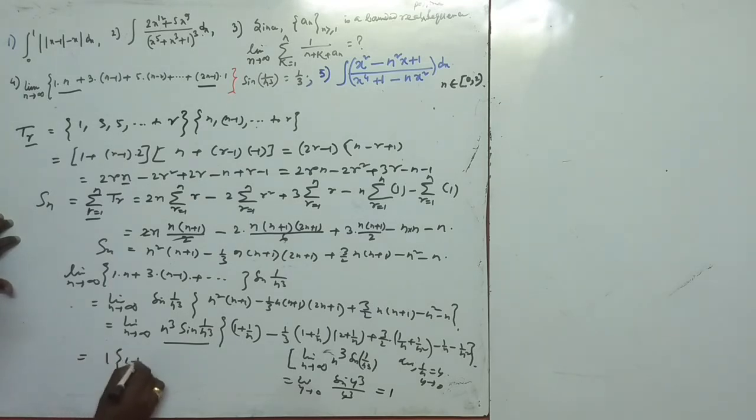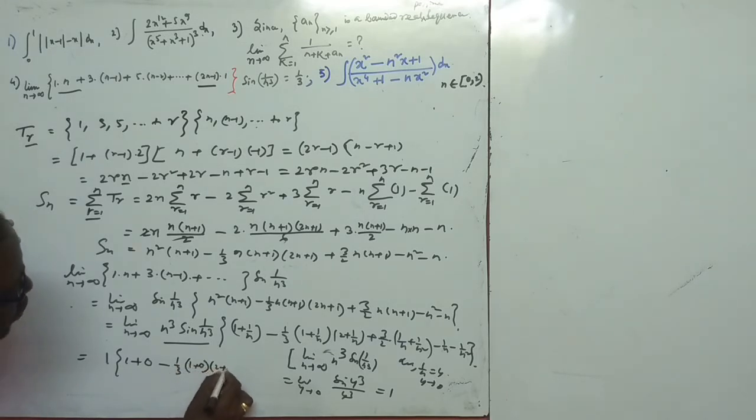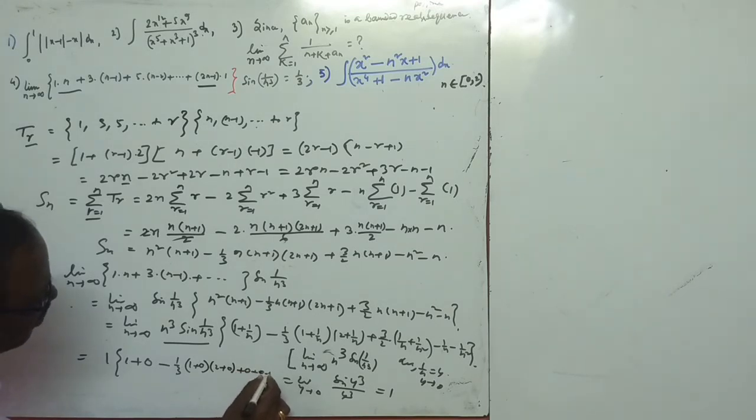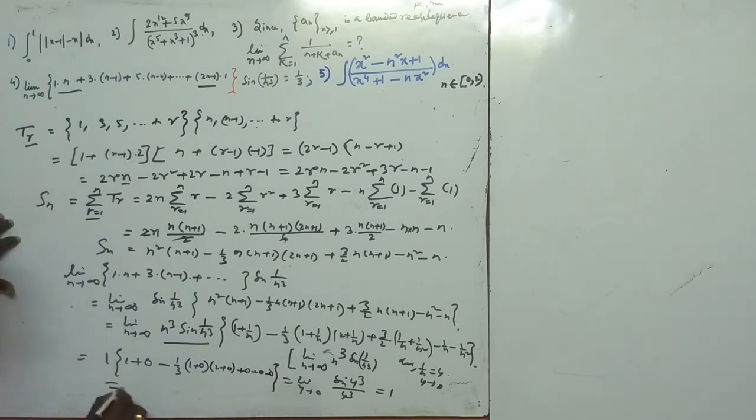So now 1 plus 0 minus 1/3 times 1 plus 0 times 2 plus 0, and then 0 minus 0 minus 0. This is equal to 1 minus 1/3. Oh sorry, this is 2/3. And this is 1/3.